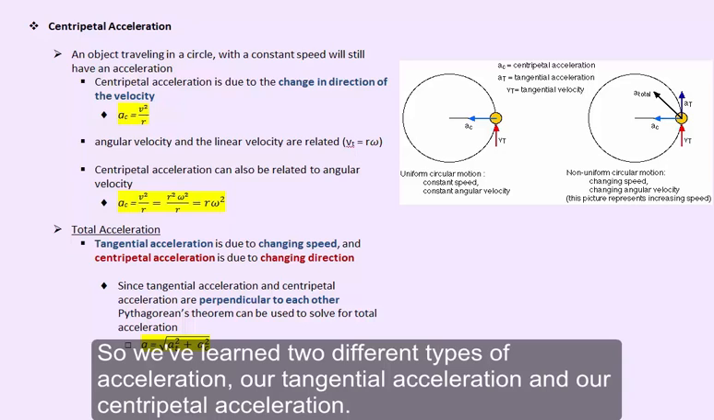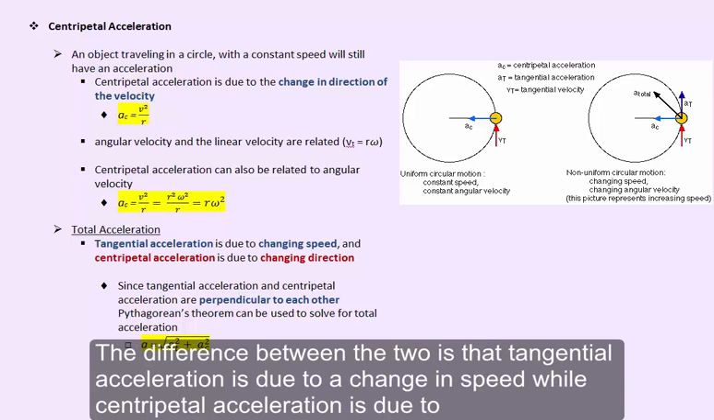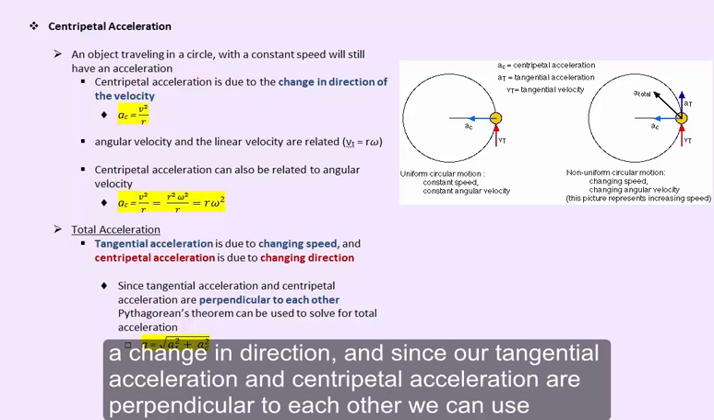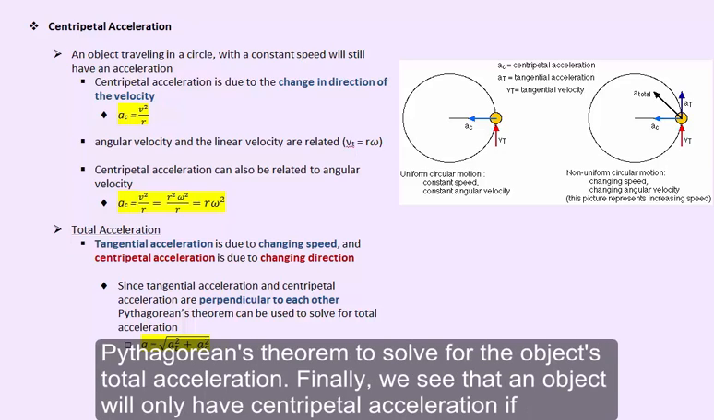So we've learned two different types of acceleration, our tangential acceleration and our centripetal acceleration. The difference between the two is that tangential acceleration is due to a change in speed, while centripetal acceleration is due to a change in direction. And since our tangential acceleration and centripetal acceleration are perpendicular to each other, we can use Pythagorean's theorem to solve for the object's total acceleration.